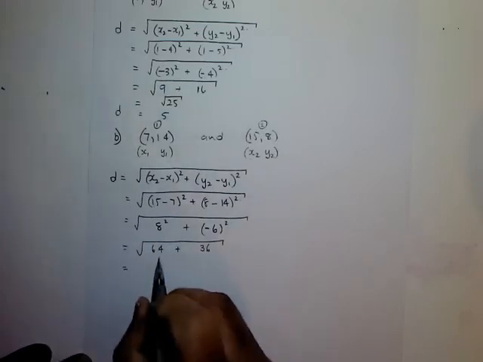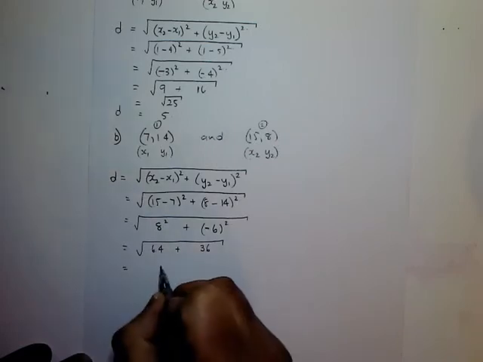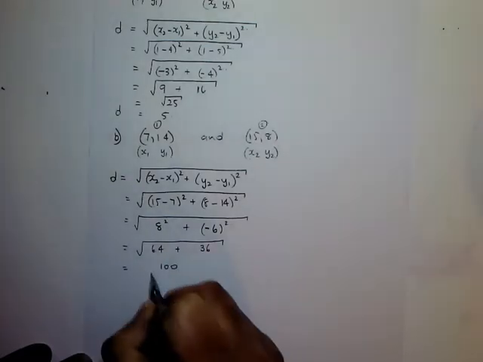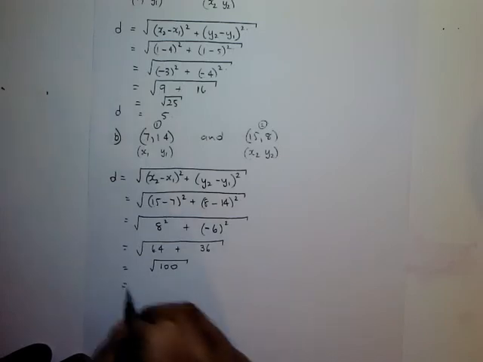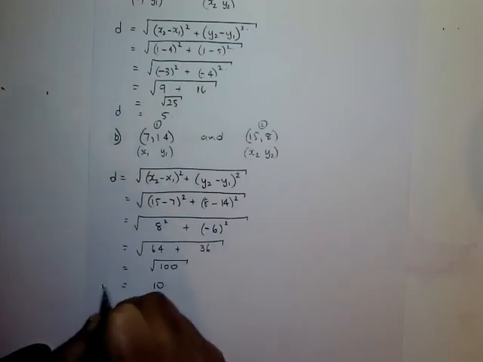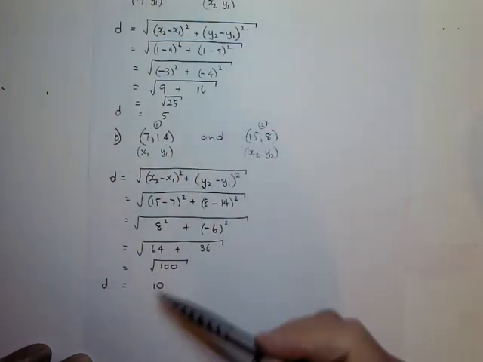Okay, 64 plus 36, conveniently, is 100. So the distance is the square root of 100, which is 10. So the distance between those 2 points is 10 units.